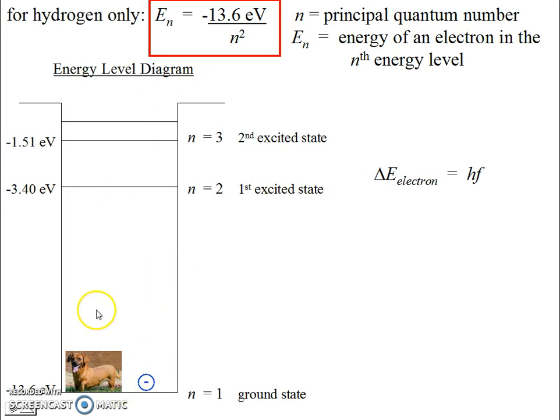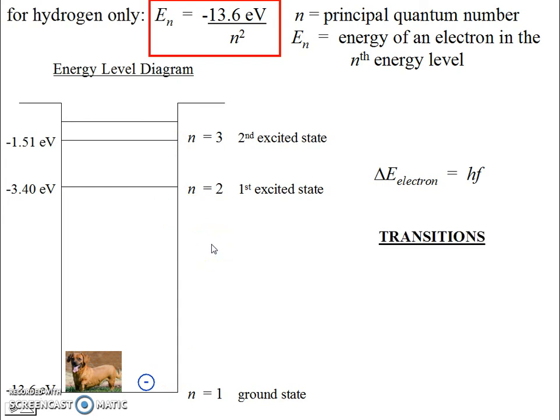Or if you throw the rock in and it only gets the dog up to here, well, the dog just falls back down, and the rock comes back out as if it never went in. And this explains atomic spectra. Only frequencies that match the differences in energies between energy levels will work, either being absorbed or emitted.